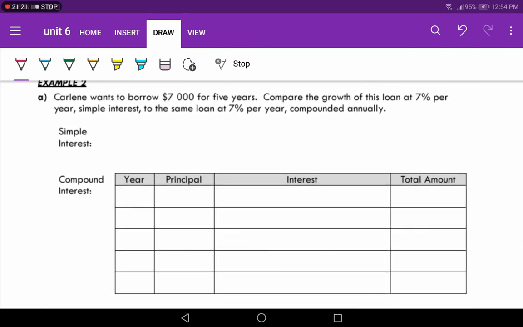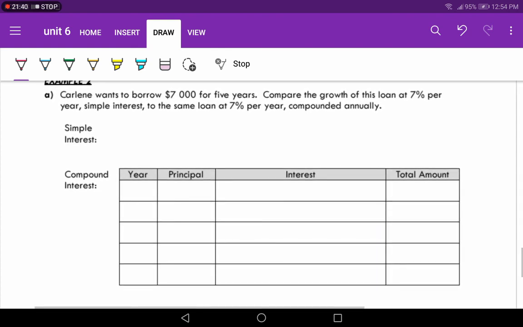Harleen wants to borrow $7,000 for 5 years. Compare the growth of this loan at 7% per year simple interest to the same loan at 7% per year compounded annually. Okay, so again, I'm just going to highlight that information. So we want to borrow $7,000 for 5 years. Okay, the percent is going to be 7% per year.